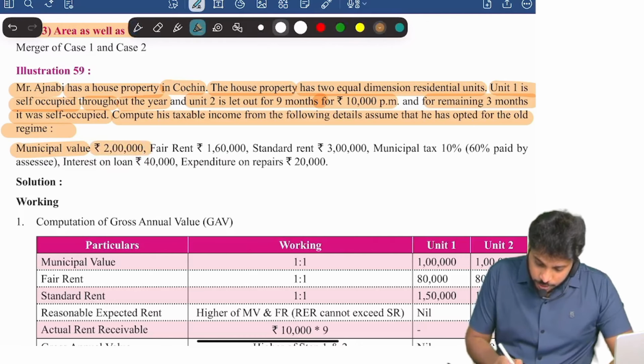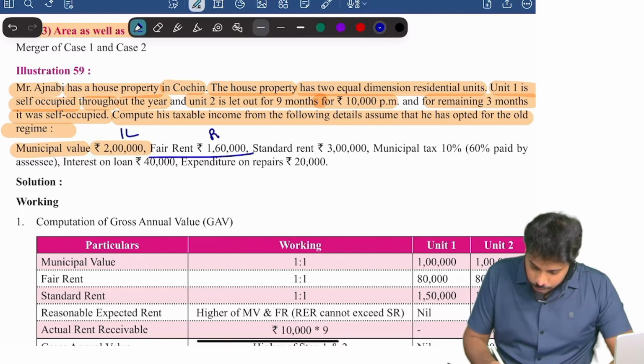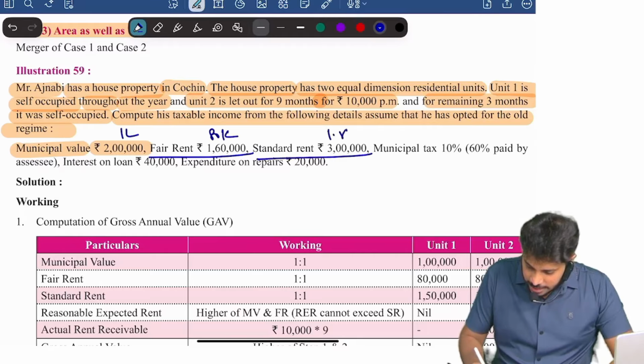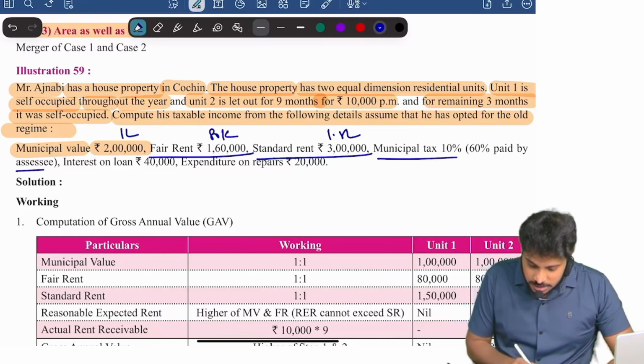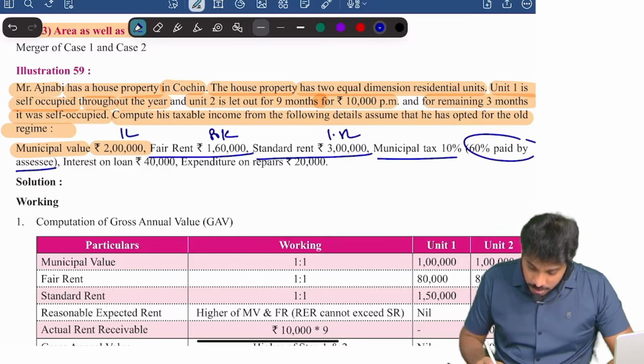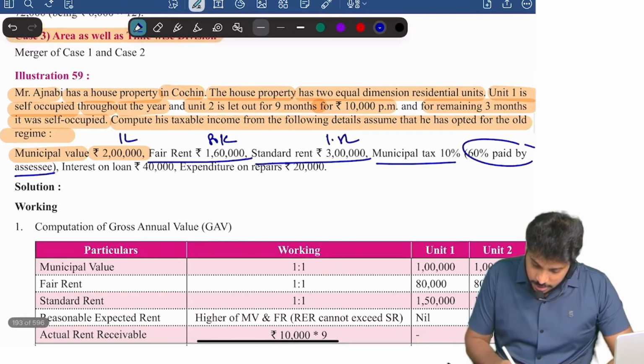Only for unit 2 it is 1 lakh. Fair rent only for unit 2 80k. Standard rent only for unit 2 1.5 lakh. Okay. Municipal tax 10%, 60% only was paid by him. Remember, municipal value is how much? 2 lakh. I will only take for let out portion.